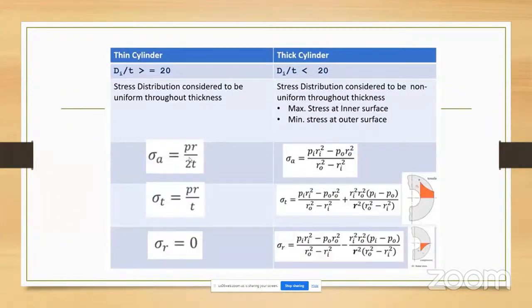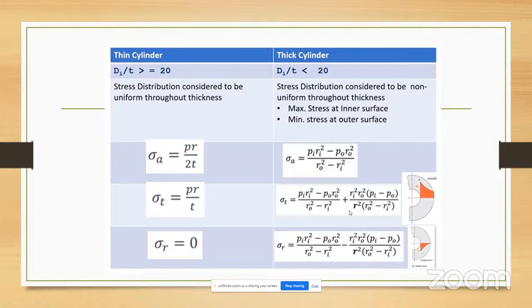So these things for thin cylinder and thick cylinder, what we mentioned, sigma A is nothing but the axial or longitudinal stress. We mentioned it in the diameter, but here I mentioned it in R. So PR divided by 2T for thin cylinder. Thin cylinder is nothing but Di by T less than or equal to 20. If it is less than 20, it will be a thin cylinder. If it is more than 20, it will be a thick cylinder. We are not considering this thing because we are not going to do this in the stress.